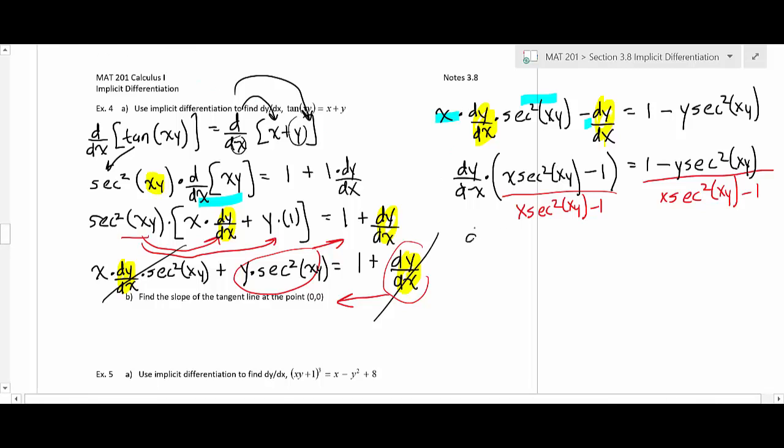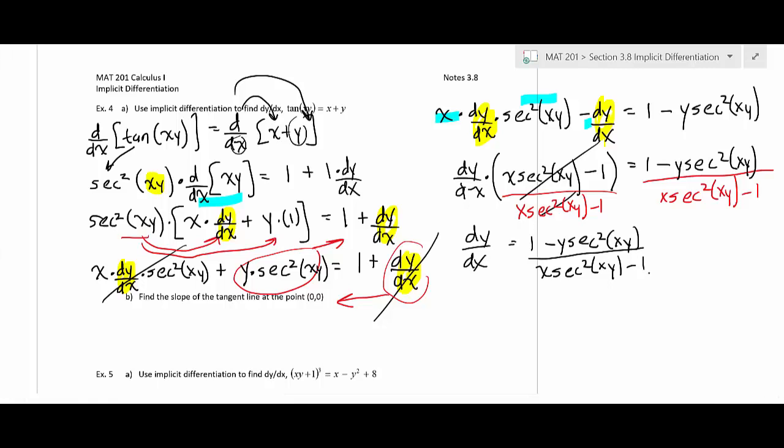So it looks like what we have is dy over dx. After that crosses out, looks like what we have is 1 minus y secant squared xy, and then x secant squared xy minus 1, like that. That appears to be what you should get on that. Now, as I was looking at my answer key, I think I had both things backwards for whatever reason, but it doesn't make any difference. That's a fine answer right there. So that would be where we stop.